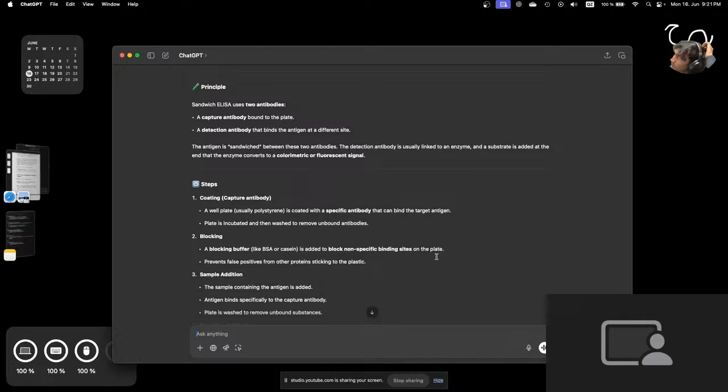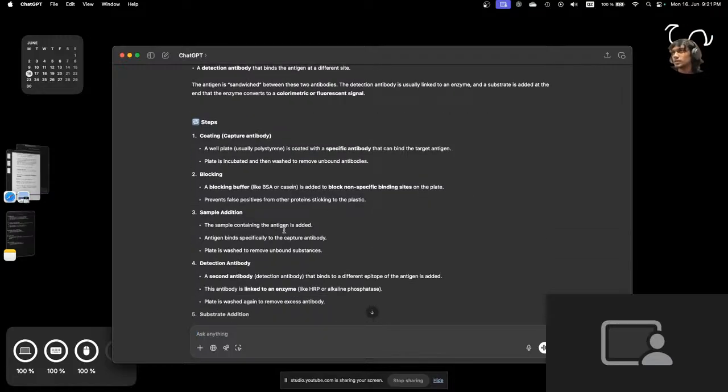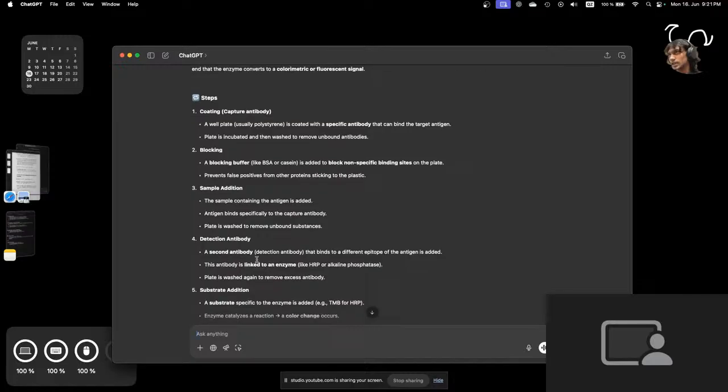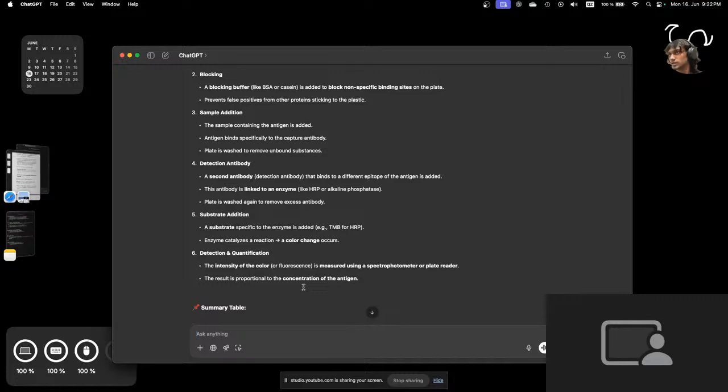Blocking buffer is added to block non-specific binding sites on the plate, which prevents false positives from other proteins sticking to the plastic. Sample addition: the sample containing the antigen is added. Antigen binds specifically to the capture antibody. The plate is washed to remove unbound substances. A second antibody that binds to a different epitope of the antigen is added. This antibody is linked to an enzyme. The plate is washed again to remove excess antibody.